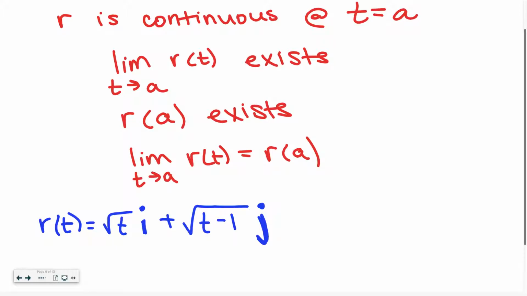Well, I think it's easiest to find the domain. I don't think you have to find this. I just think you have to find the domain because the radical function is always defined.